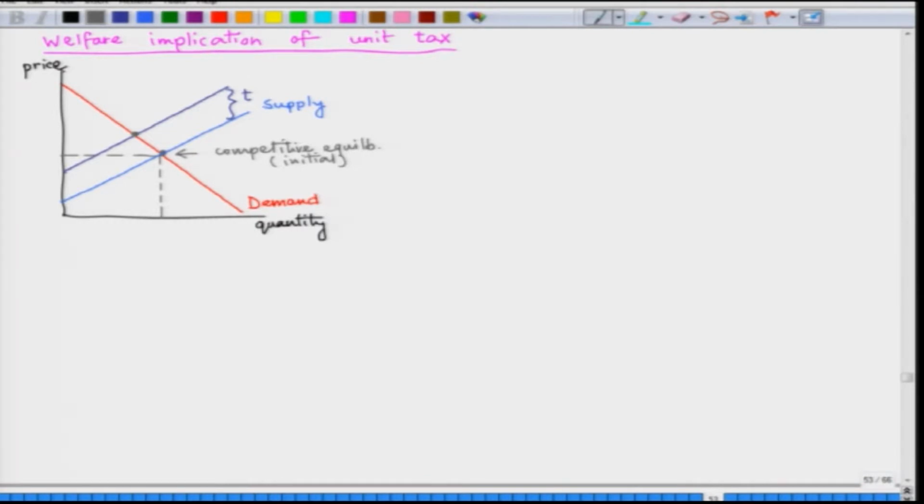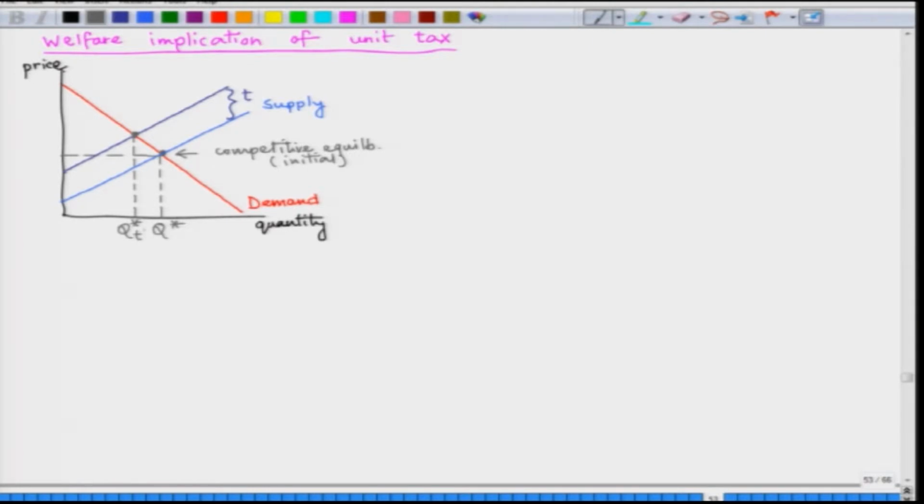So, now let me say that P star, Q star is basically the price quantity combination which is obtained from the competitive market equilibrium, and here after imposition of unit tax we get a different market outcome, and that is basically giving us a market output level Q star T.